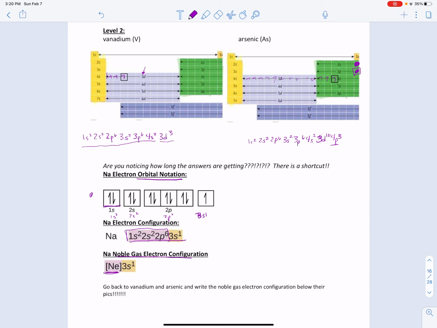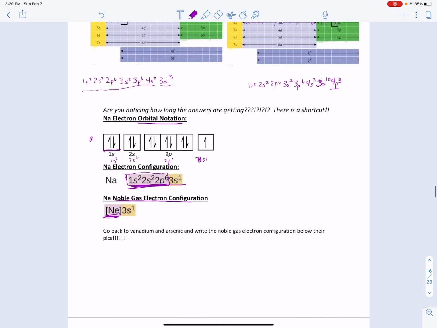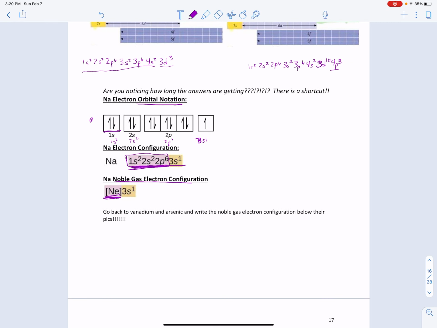So for sodium, this is where sodium is. So his closest noble gas, it's one level back at the end. So one level back, this is his closest noble gas, so is neon. And yes, that is neon's configuration. We did it earlier. It's up here, neon. So we did neon's configuration, but we can just write neon in. So that saves a lot of time.